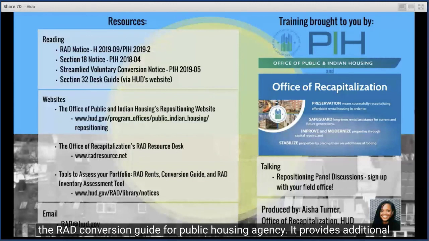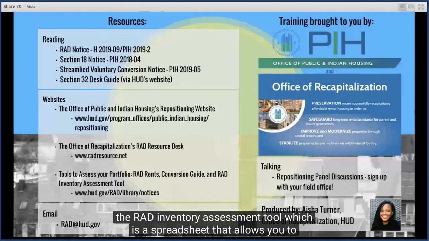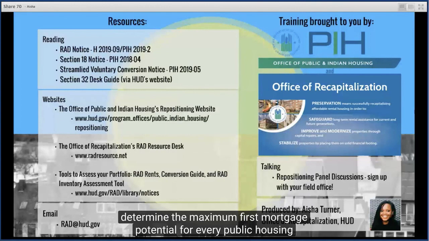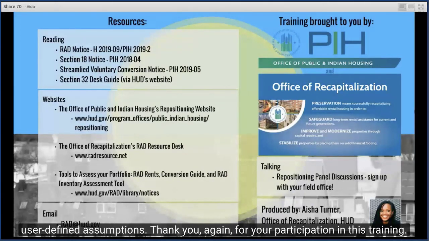There's the RAD conversion guide for public housing agencies. It provides additional instructions on the many conversion requirements under RAD. And there's also the RAD inventory assessment tool, which is a spreadsheet that allows you to determine the maximum first mortgage potential for every public housing project in the country using various mortgage rates or loan periods and other user-defined assumptions.